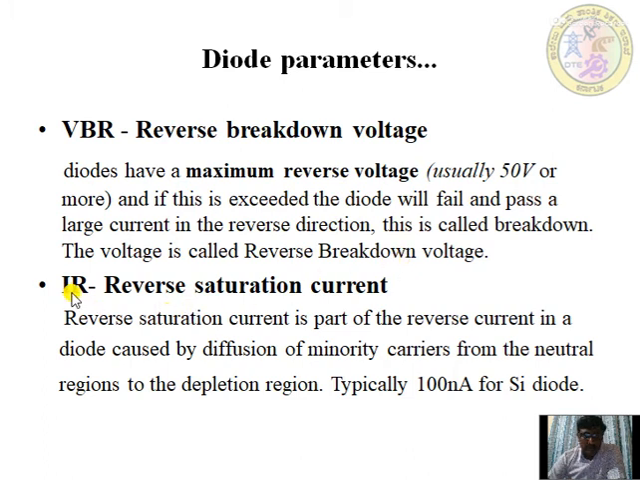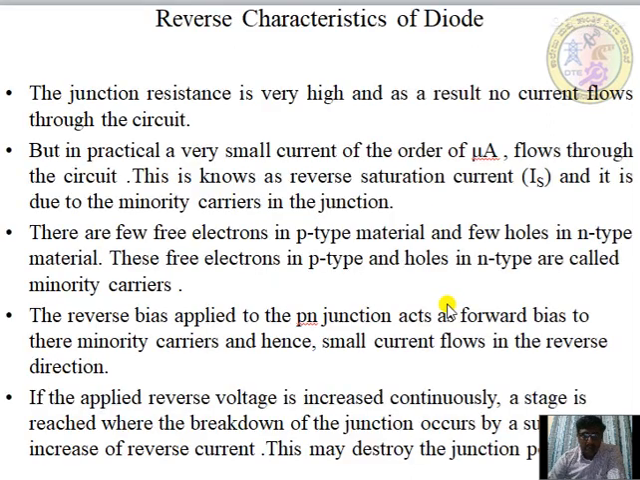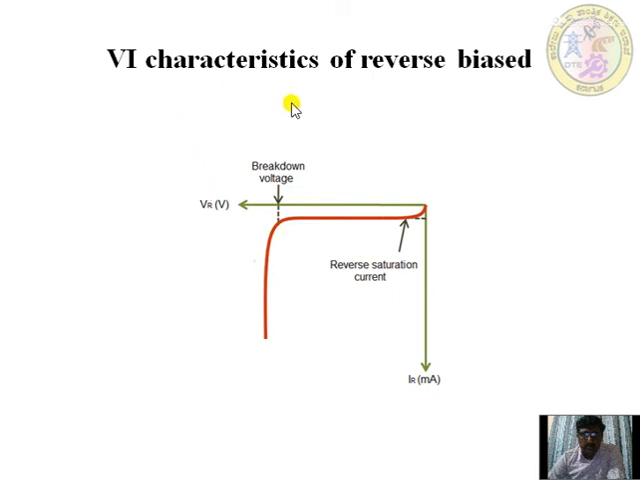The next one is IR, the reverse saturation current or the reverse current. As we had IF, now it is represented as IR. It is caused by diffusion of minority carriers from the neutral region. This is typically 100 nanoamperes for a silicon diode. Now this is the VI characteristics of a reverse bias.